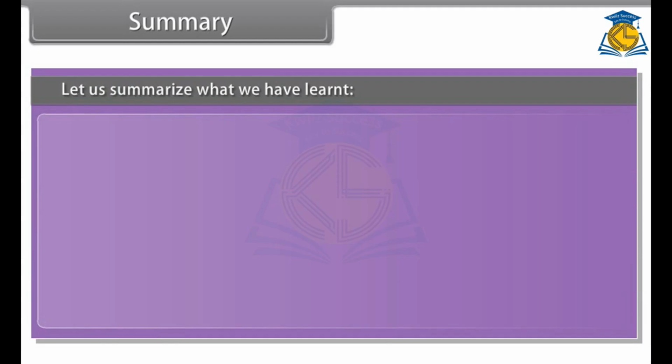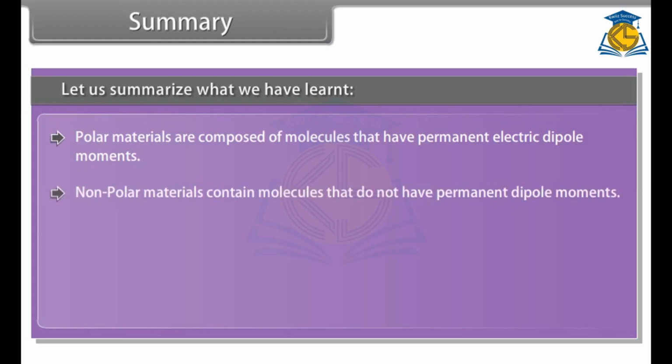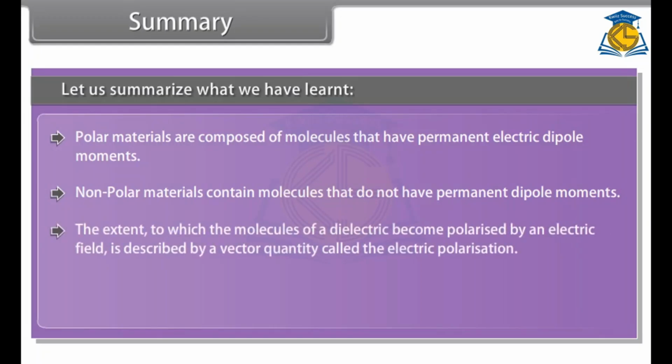Let us summarize what we have learned. Polar materials are composed of molecules that have permanent electric dipole moments. Non-polar materials contain molecules that do not have permanent dipole moments. The extent to which the molecules of a dielectric become polarized by an electric field is described by a vector quantity called the electric polarization.